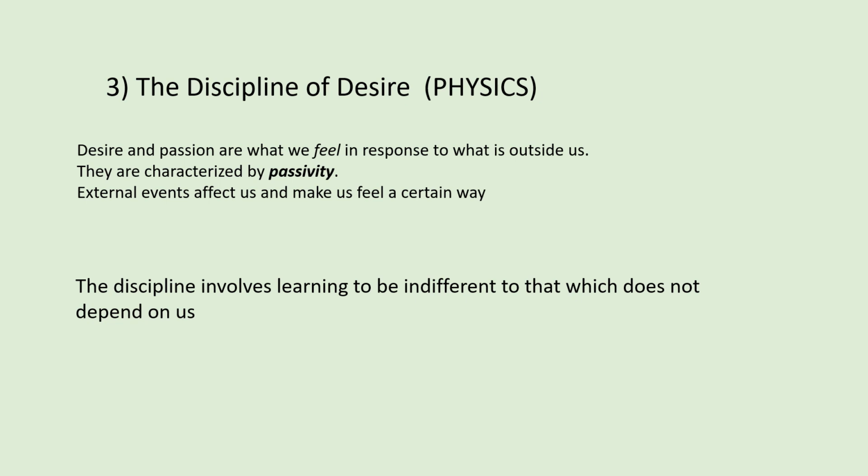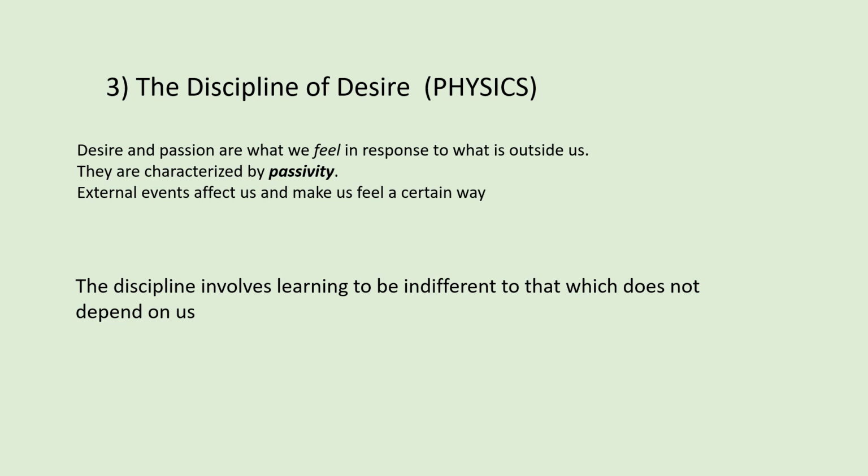Maybe it's not intentional, but these events make us feel a certain way. So the discipline of desire involves learning to be indifferent to that which does not depend on us. Coming back to Epictetus's idea of that which is up to us and that which is not up to us, in the discipline of desire, we're learning to focus only on that which depends on us.